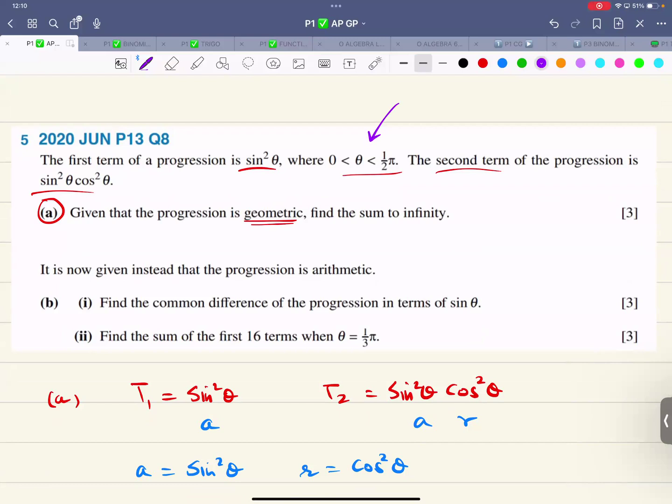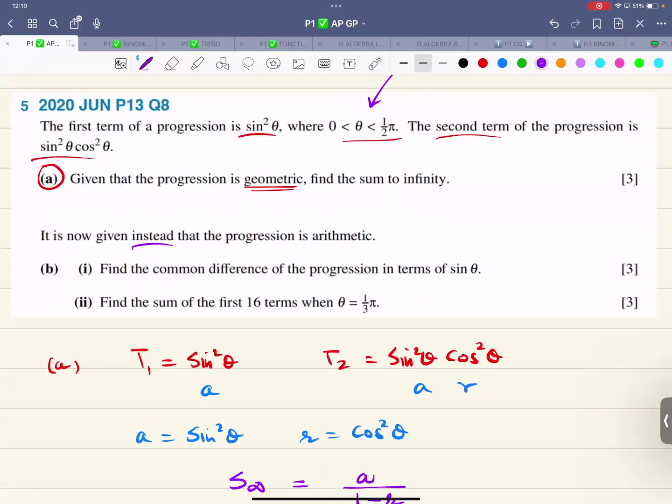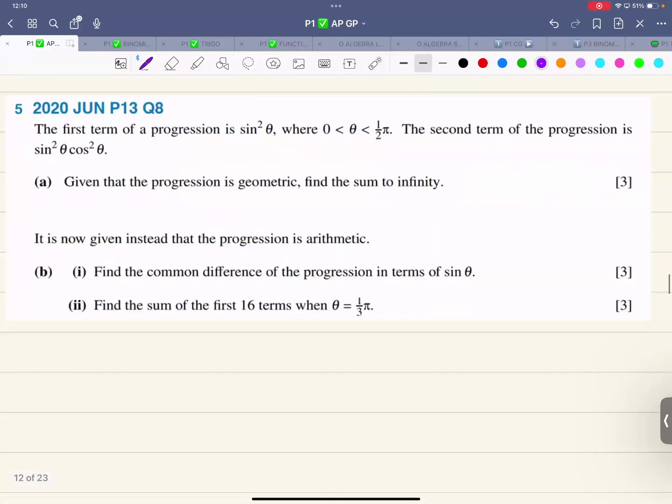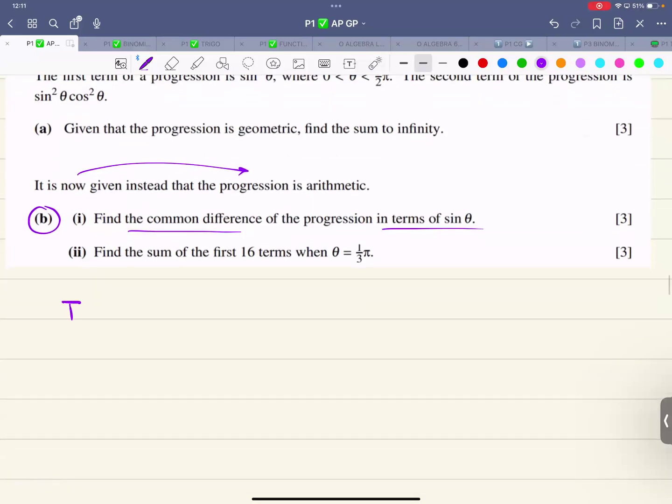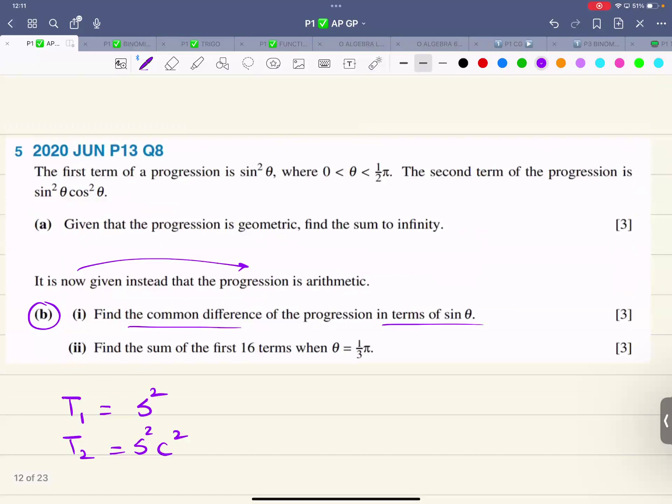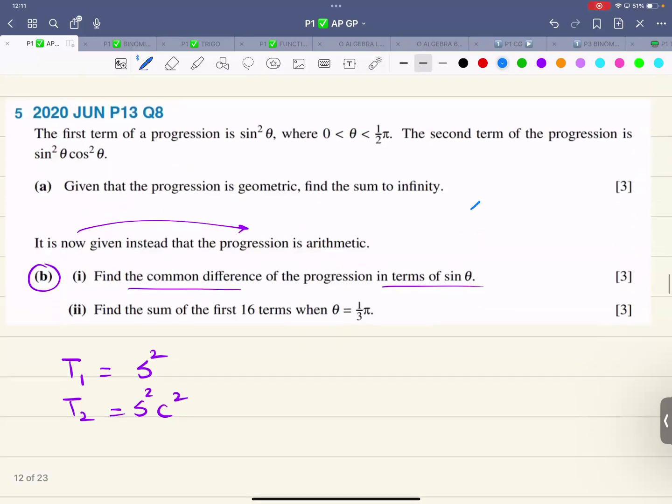Now it says it is now given instead that the progression is arithmetic. So let me go to the next page. Progression is arithmetic. Everything else remains the same. Part 1, find the common difference of the progression in terms of sine theta. T1 is sine squared. T2 is sine squared, cosine squared. If you don't want to write everything, just take the examiner into confidence and explain to them that sine squared theta is written as s squared, cosine squared theta is written as c squared.